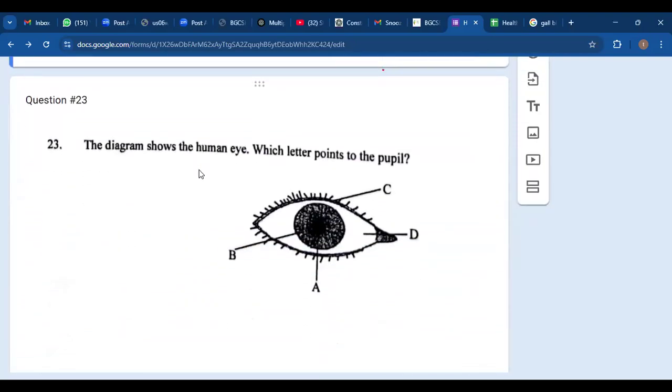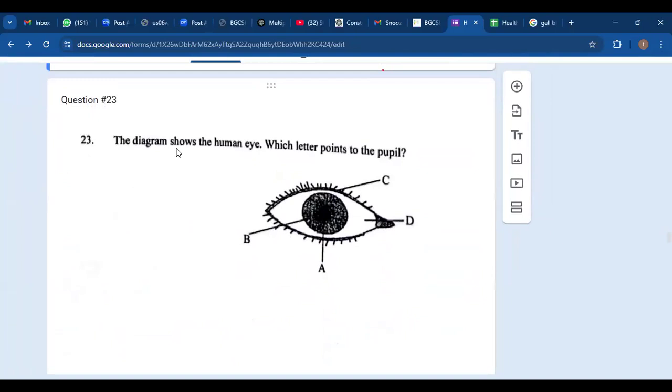Number 23. The human eye. The diagram shows the human eye. Which letter points to the pupil?